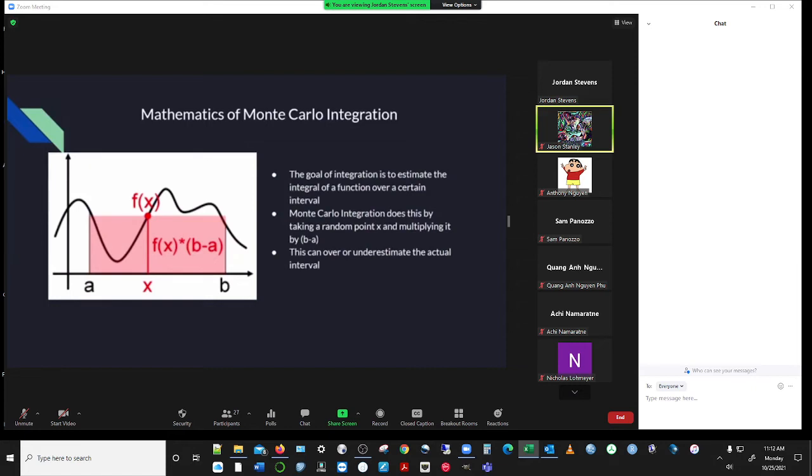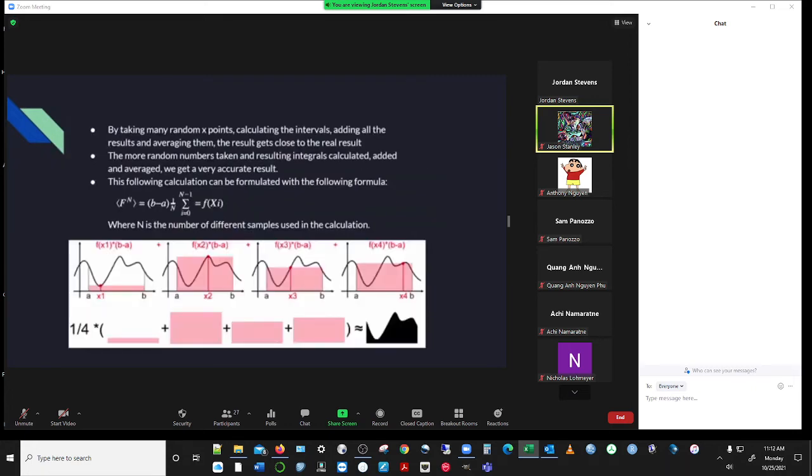Say we want to integrate a function f(x) from a to b. By taking a random point x between a and b and multiplying f(x) by b minus a, we can calculate an estimated area, which is shown on the screen. This, of course, is just a vague estimate, which can drastically over or underestimate the actual integral. However, by evaluating the function at many different random points x, adding the resulting integrals and averaging the results, the product gets closer to the real result. This is illustrated in the example on the screen. The more random numbers taken and resulting integrals calculated, added, and averaged, we get a very accurate result.